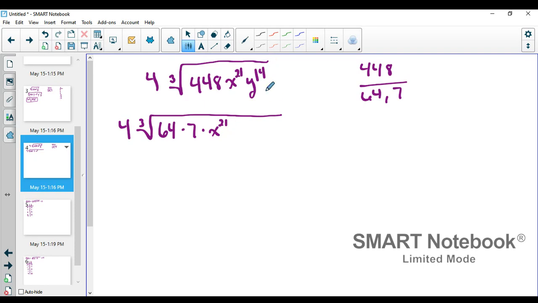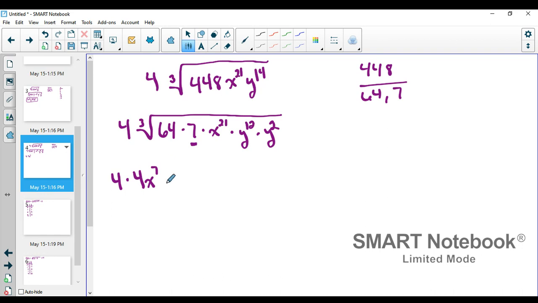Now, for 14, the closest multiple of 3 to 14 is 12. So we're going to make this y to the 12th times, and then 14 minus 12 is 2, so y squared is next. And now it's just simplifying. So we have 4 times, and then the cube root of 64 is 4. There isn't a cube root of 7, so that's going to stay. And then 21 divided by 3 is 7, so we have x to the 7th.